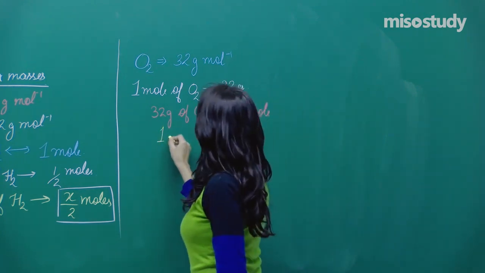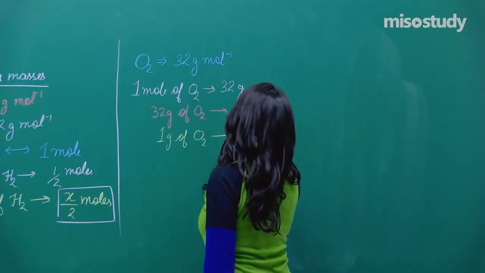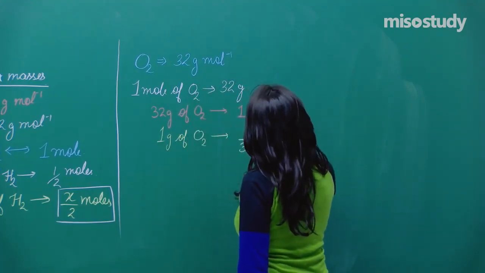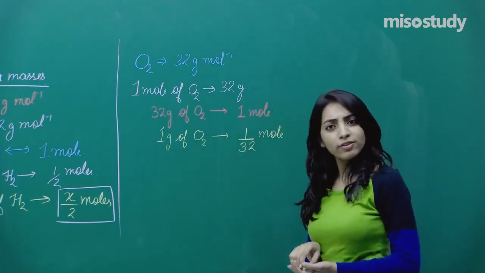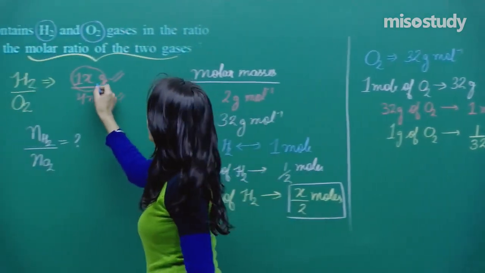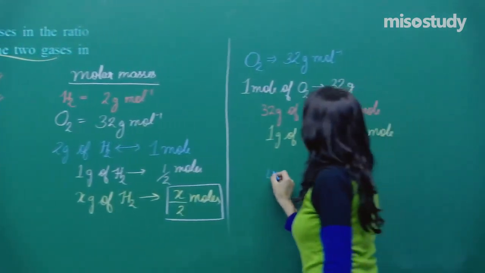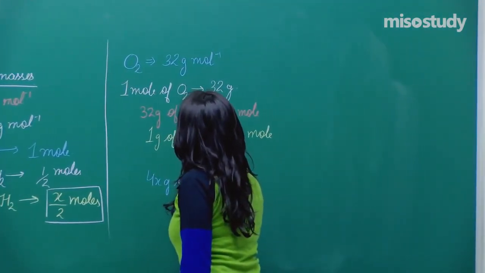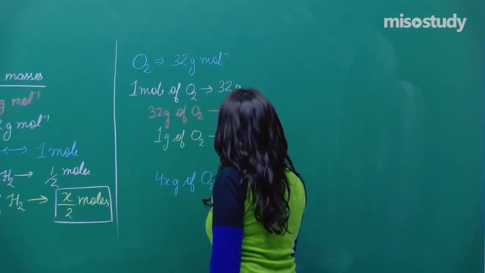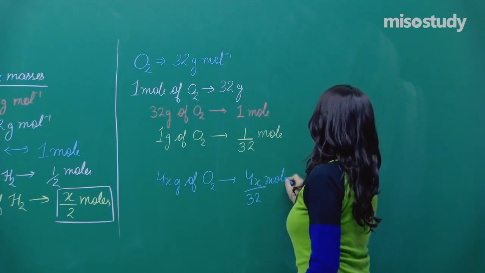However, I can write the opposite also, that 32 grams of oxygen will be kept equivalent to 1 mole, right? So 1 gram of oxygen will be kept equivalent to 1 by 32 moles, right? But how much do we have? Guys, come here to the question. We are having 4x grams of oxygen. So 4x grams of oxygen will weigh 4x by 32 moles.